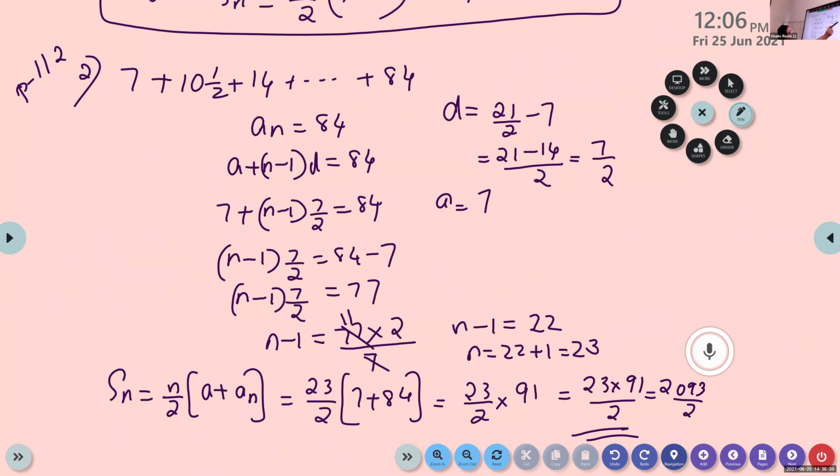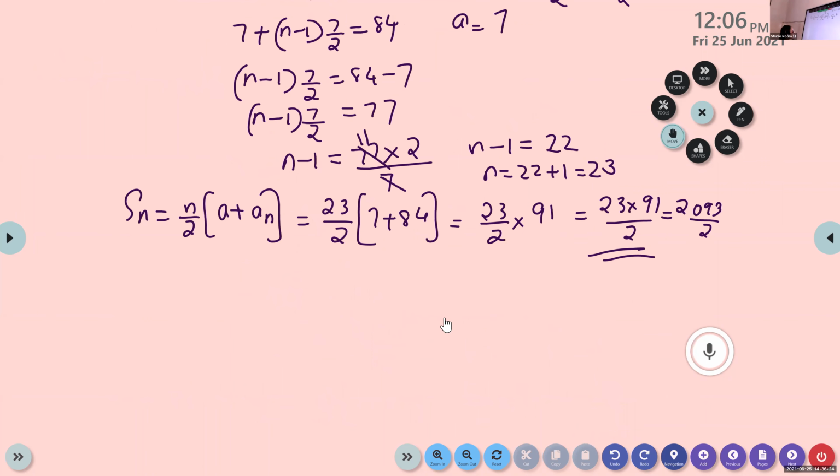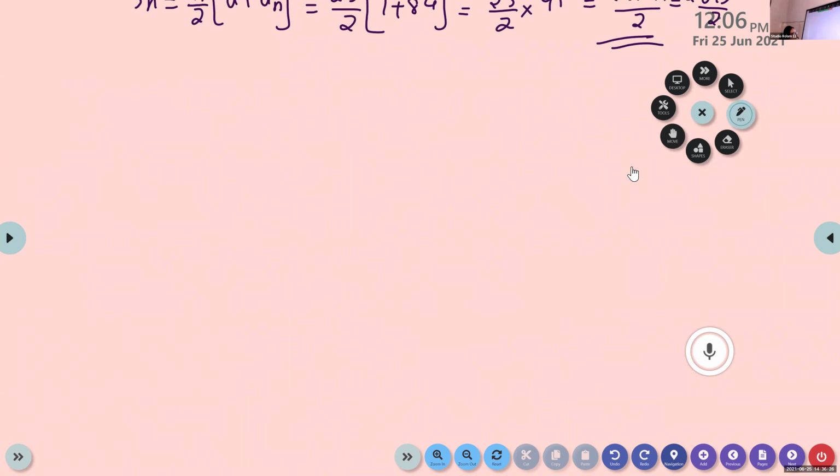Okay. Now all of you listen to the board once again. I will explain the question once again. It is there in your book, no need to write now. I will explain the question and answer once. The question is: find the sum of 7 plus 10 1 by 2 plus 14 plus etc. plus 84. When we compare this question with the previous questions we did, previously what is given?